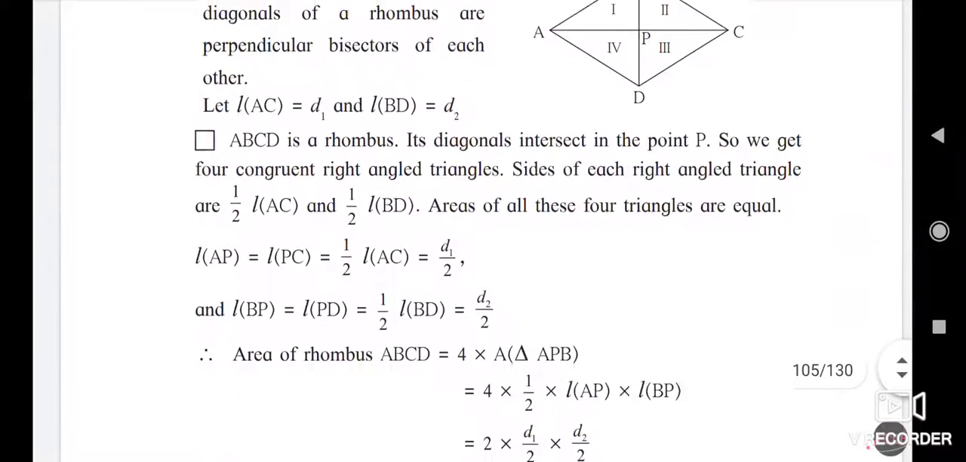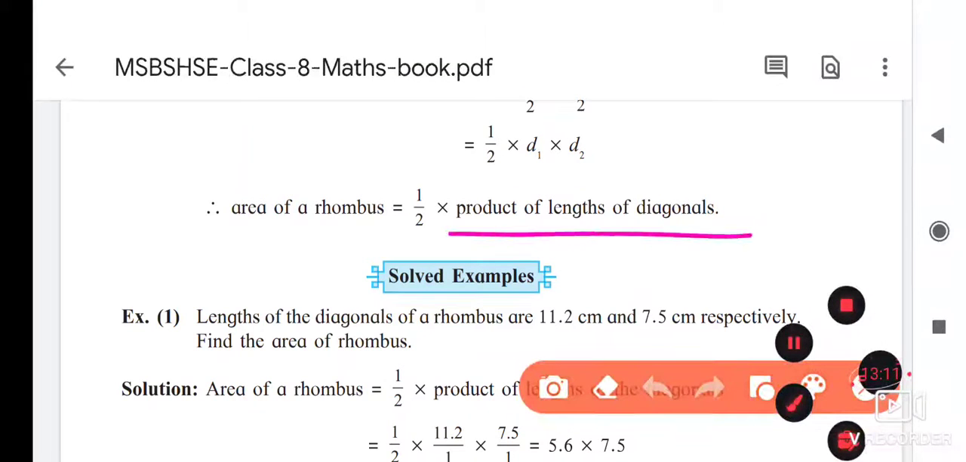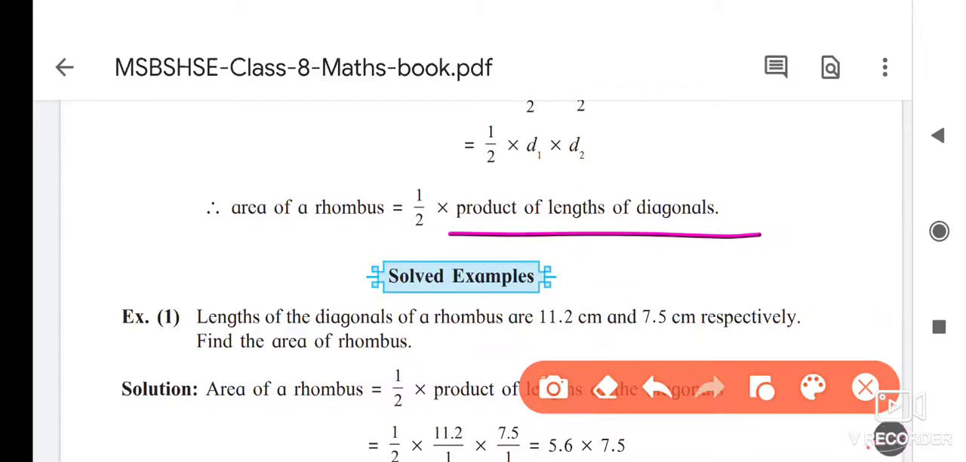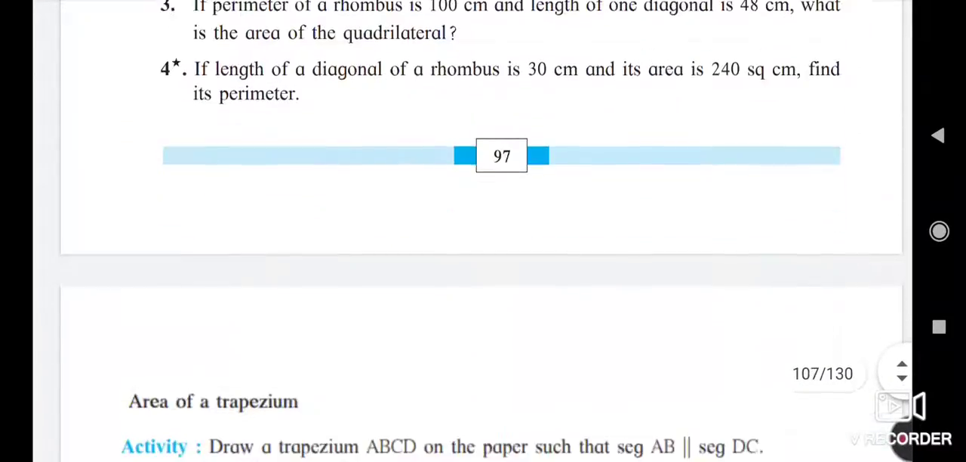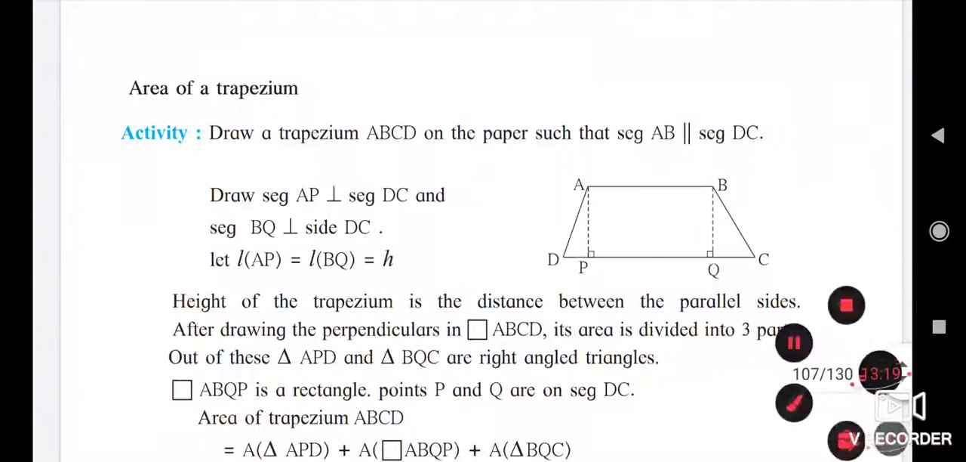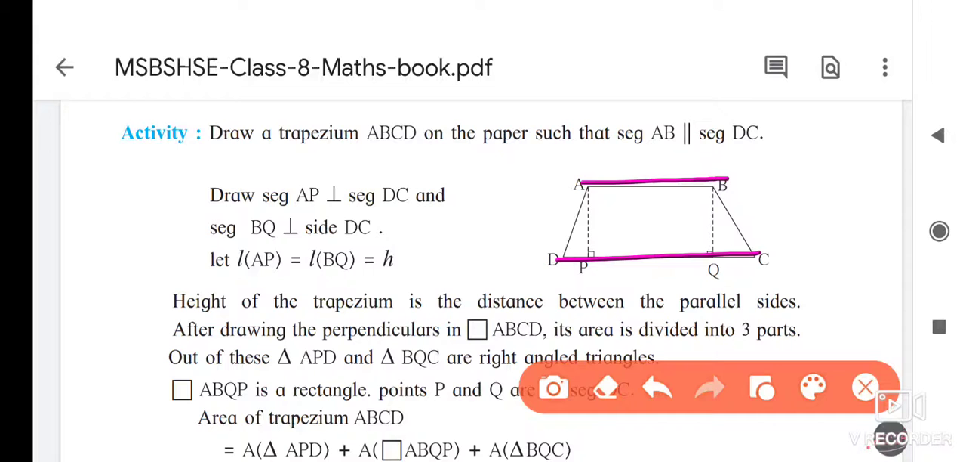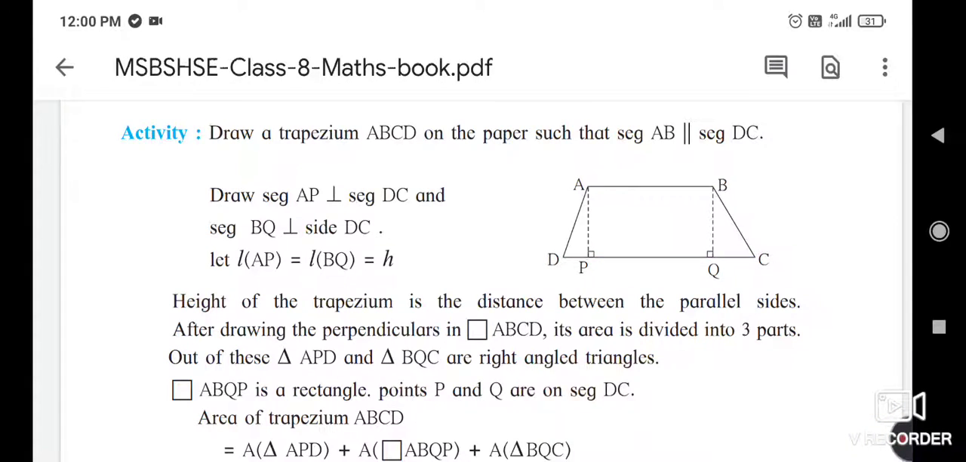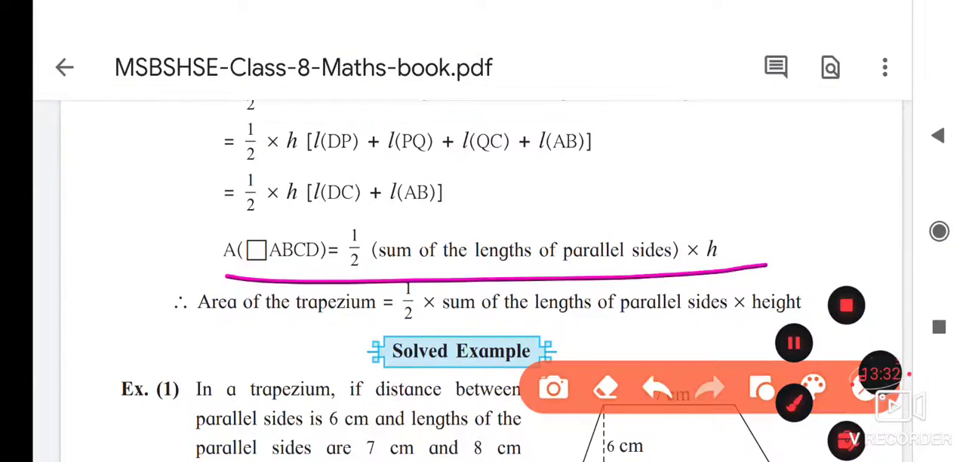Then the area of a rhombus is equal to 1/2 into the product of the lengths of the diagonals. Next is the area of a trapezium. Area of a trapezium is equal to 1/2 into the sum of the lengths of the parallel sides into height. So here is the formula.